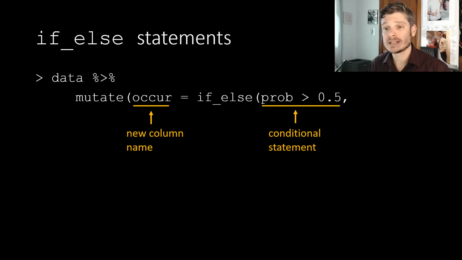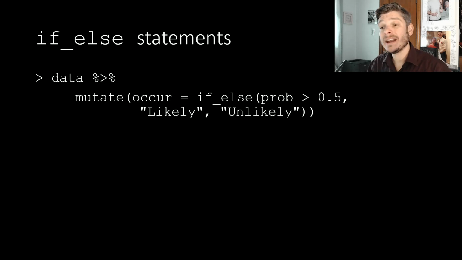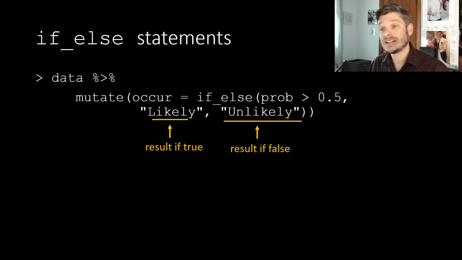In this case, I want it to run through my data frame, run through that column, and evaluate, okay, is that probability greater than a half? That's my conditional statement. Then there's a comma, right? Because again, there are the 3 arguments. So it's comma, and then I need my 2 options. Well, if it evaluates to true, I want my column to say likely. And if it evaluates to false, I want my column to say that it is unlikely. I want those to be my 2 values.